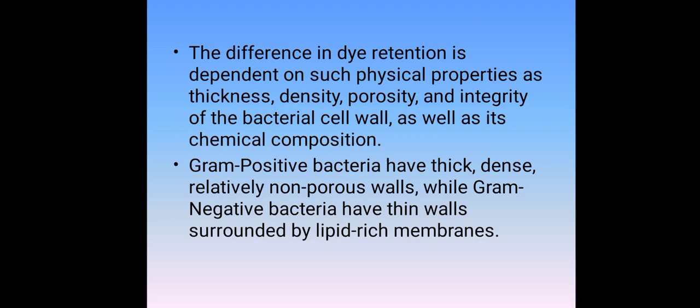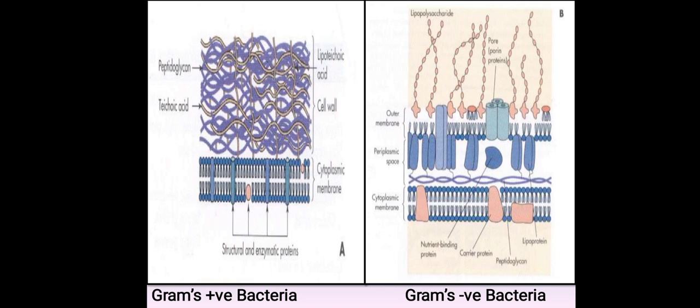The thickness of the Gram positive bacterial cell wall is due to the presence of a major component within the cell wall, that is the peptidoglycan layer. A high amount of peptidoglycan is present within the Gram positive bacteria, and in comparison to that, a very thin layer of peptidoglycan is observed within the Gram negative bacteria.